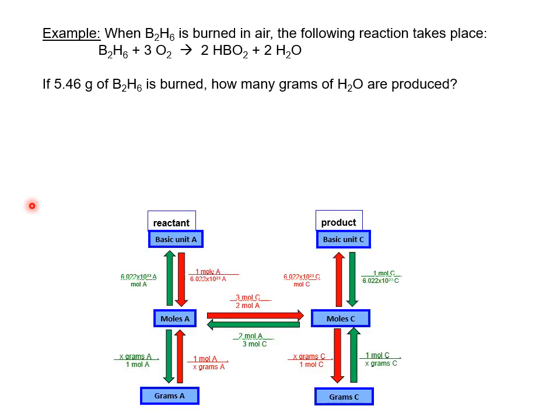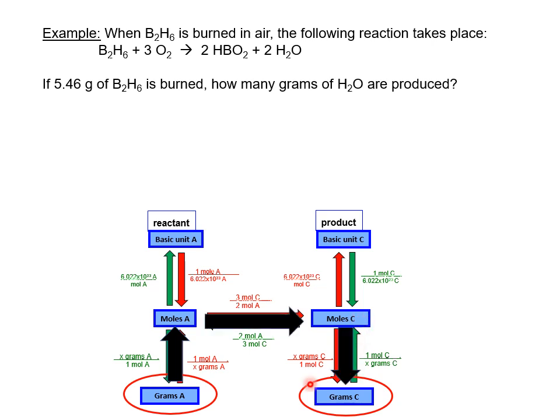So what we're going to do is look at the map that we have, the road map. What we're given is the grams of reactant, B2H6. So we're going to be starting off down here, and we're asked to find the grams of product, H2O. So we're going to end up over here on the product side. That means I have to convert grams of B2H6 to moles of B2H6, and then I use the balanced equation to do a mole-to-mole conversion to moles of water, and then I go from moles of water to grams of water. Okay, so we'll go ahead and write this roadmap.